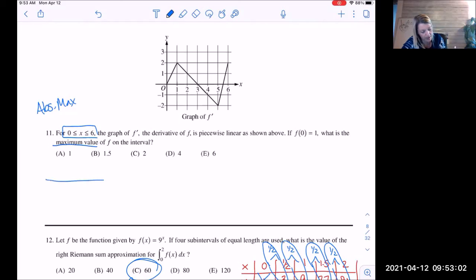Okay, so maximum occurs on the F prime number line. So we've got a 0 here at 0. We've got a 0 here at 3. And we got a 0 here between 5 and 6. And it's positive, negative, positive. So the maximum could occur at 3. So it could occur at 0, 3, or 6. That's where the maximum is. F of 0 is 1.